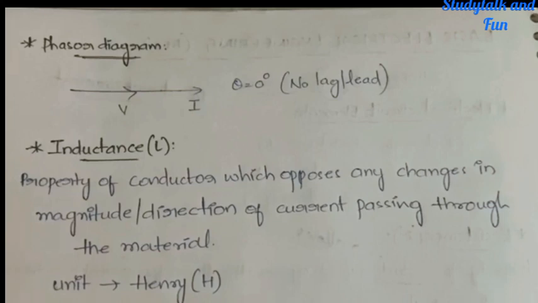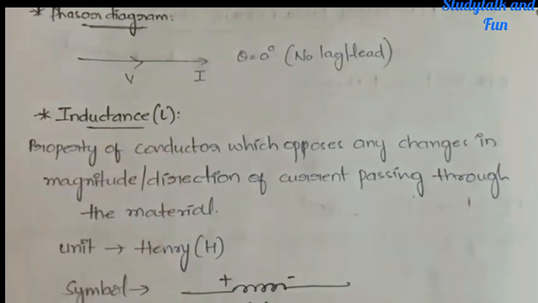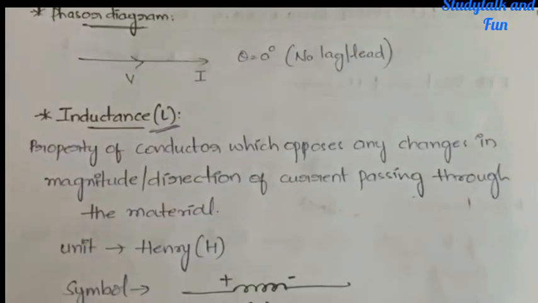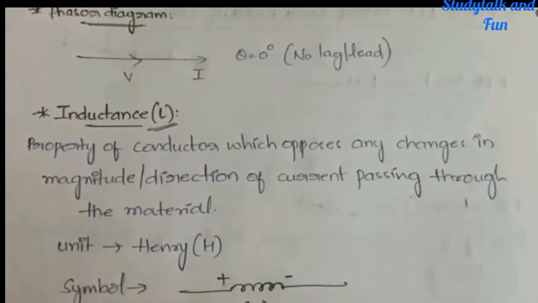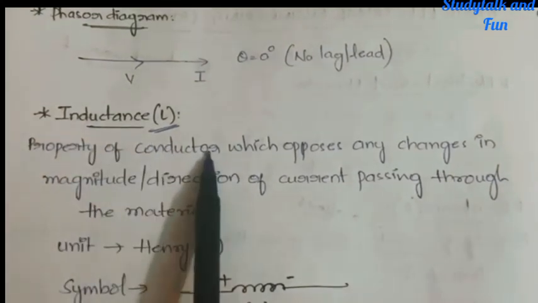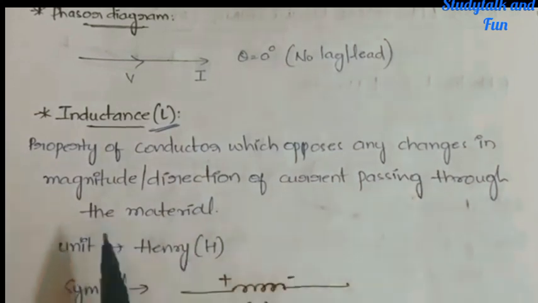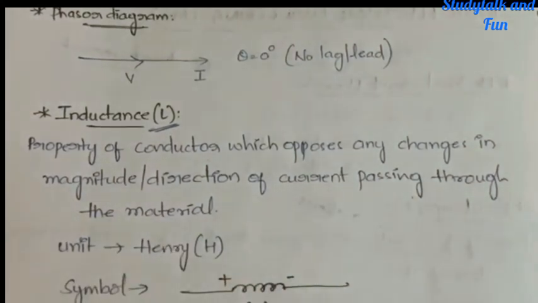Okay, now the second circuit element is inductance. Inductance is usually represented with the symbol L. Okay, so what do you mean by inductance? The property of a conductor which opposes any change in the magnitude or direction of current passing through the material. Don't get confused. See, whenever you are confused with a definition, come in the reverse direction. If you are not able to understand, then nobody can do anything.